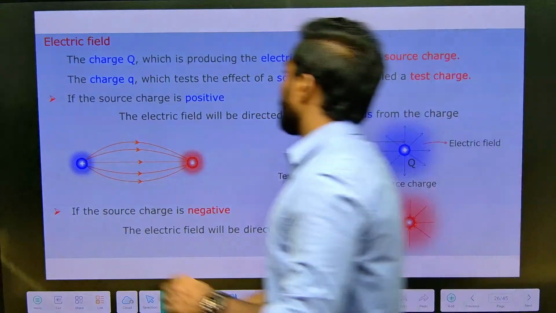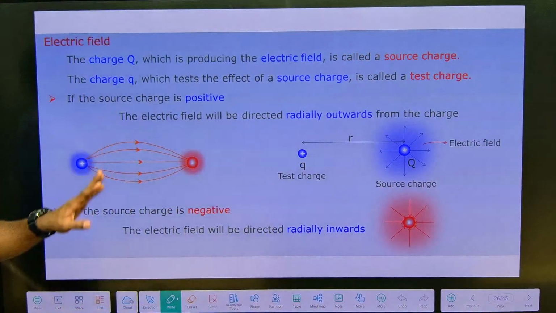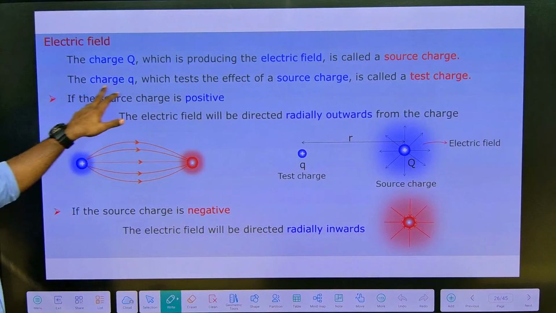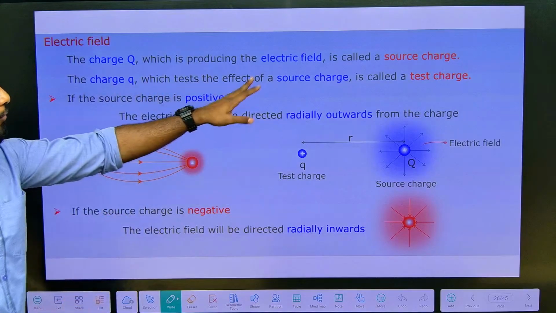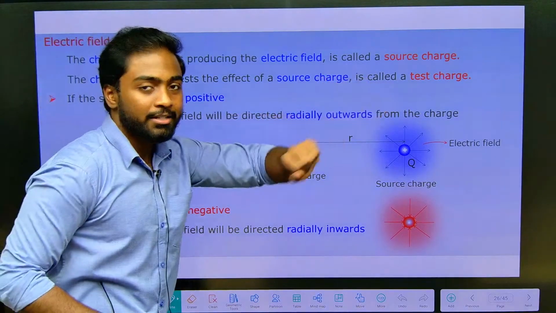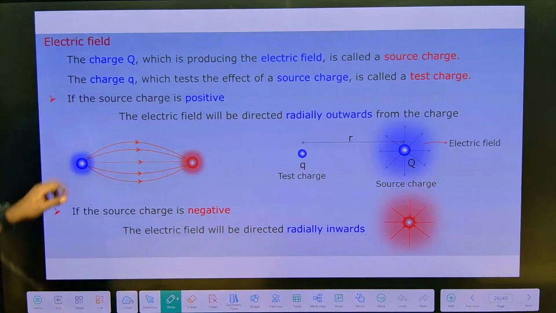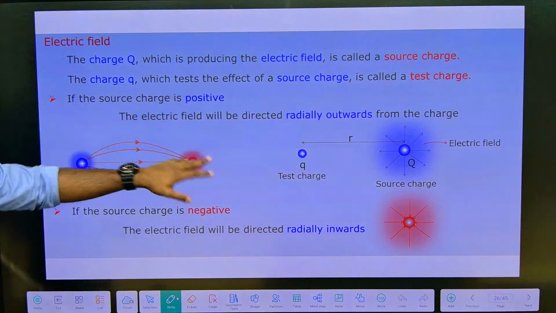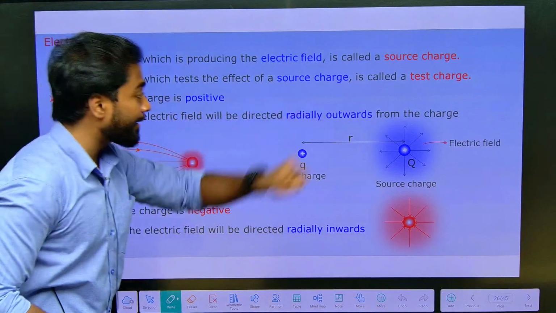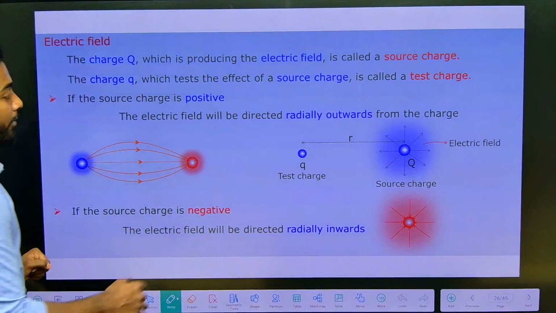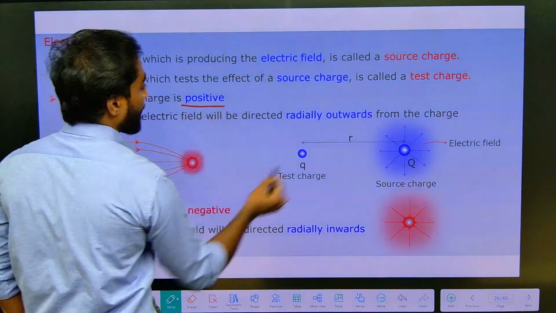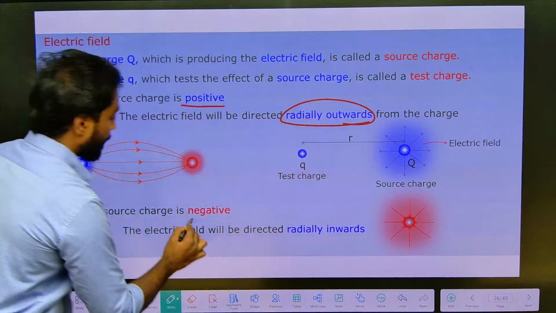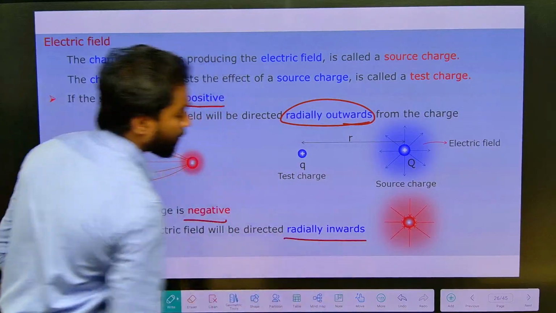So the charge Q which is producing the electric field is called the source charge, and the small charge q which tests the effect of the source is called the test charge. If the source charge is positive, the electric field will be directed radially outward. If it is negative, it will be radially inward.